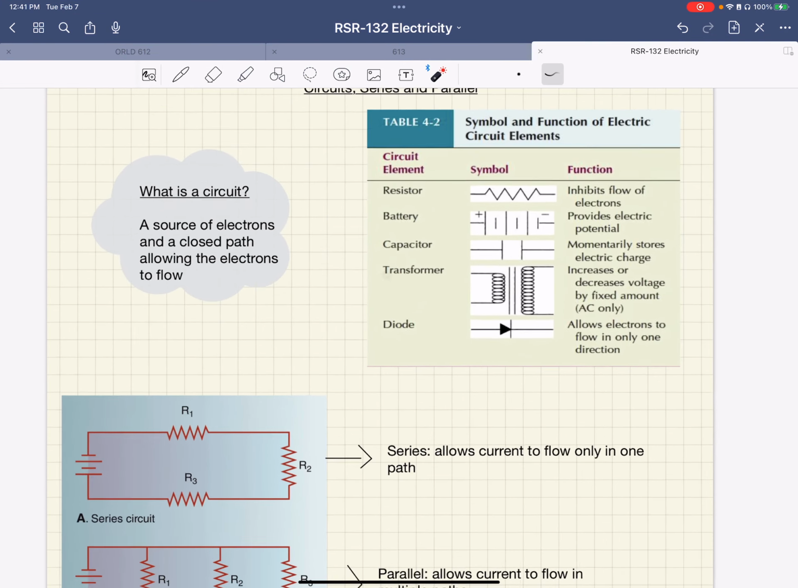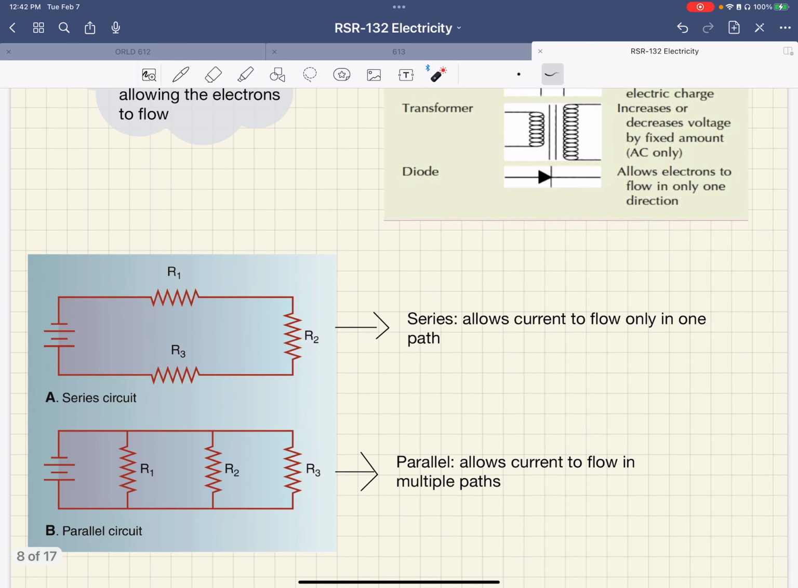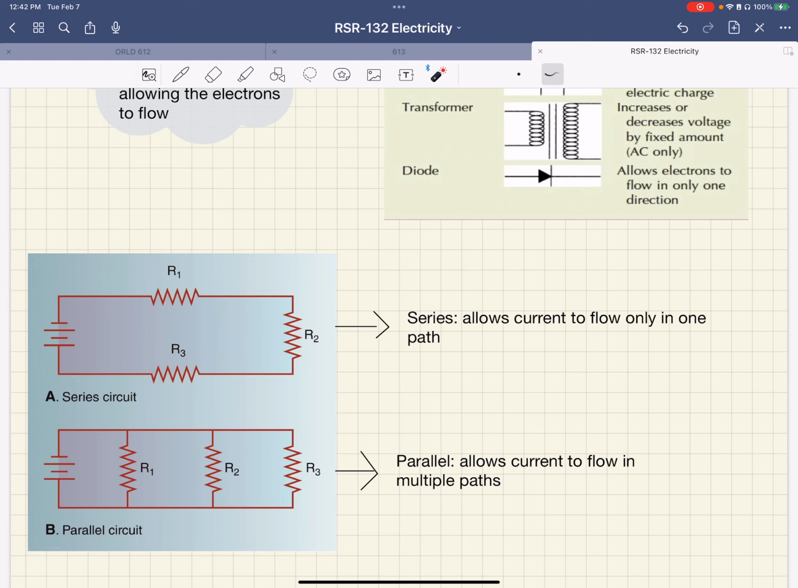So I think the first place to start is right here, and that's what is a circuit. We can define a circuit as a source of electrons and a closed path allowing electrons to flow. Most of the time, when we're doing problems with circuits, we're going to be given some kind of diagram. If we go down here, and this is copied right out of the text, you can see a diagram of a series circuit and a diagram of a parallel circuit.